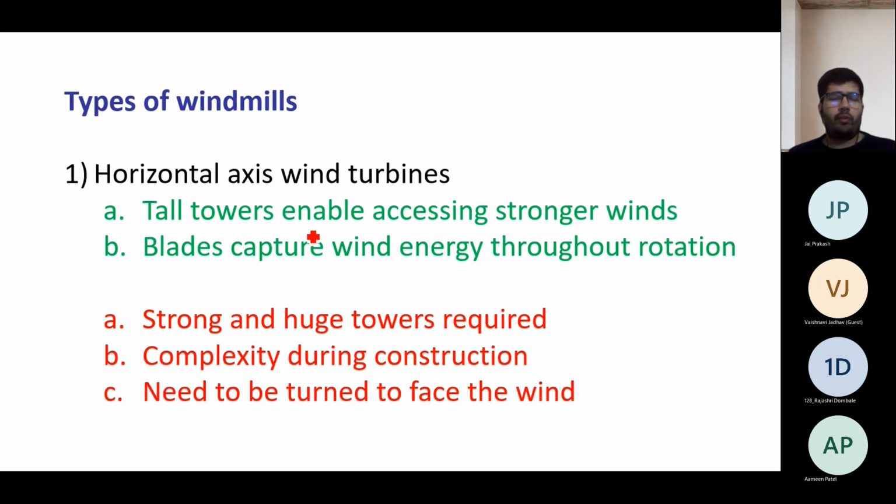Now for wind generation, there are two types of windmills, or wind turbines. The first is the horizontal axis wind turbine, and the second is the vertical axis wind turbine. So we'll look into these. The first one is the horizontal axis wind turbine. These are tall towers enabling access to stronger winds.